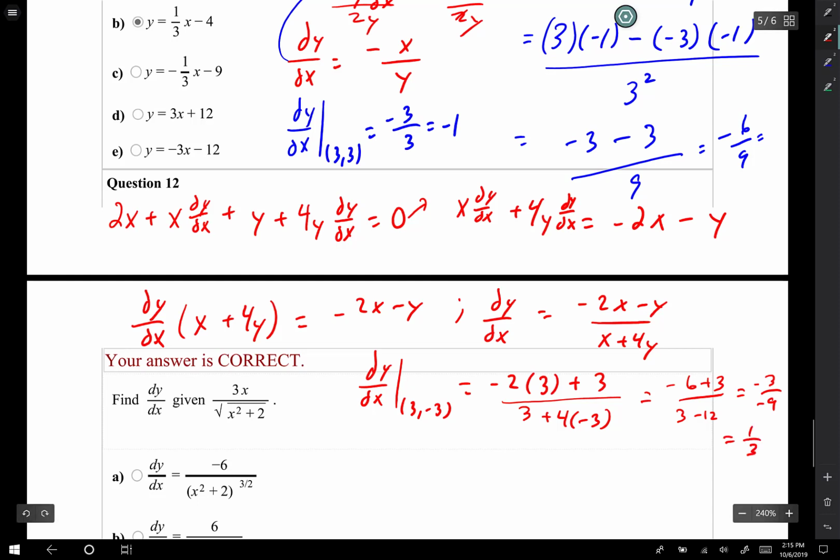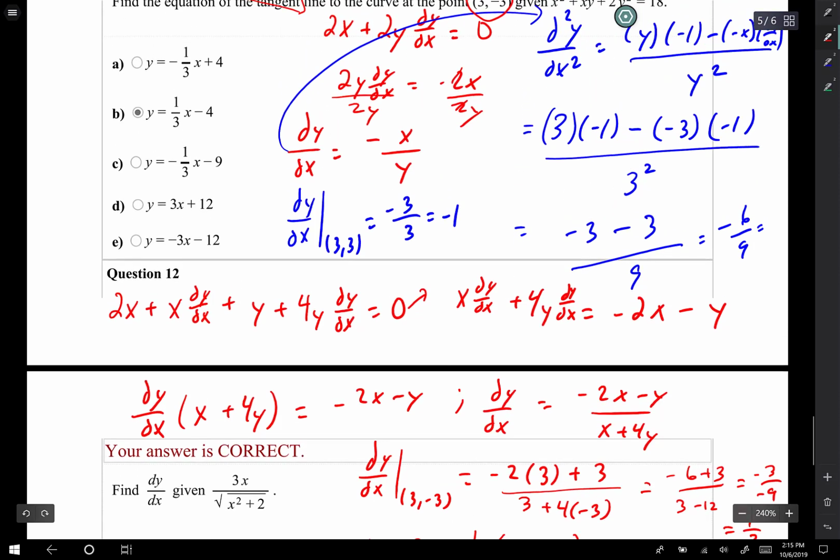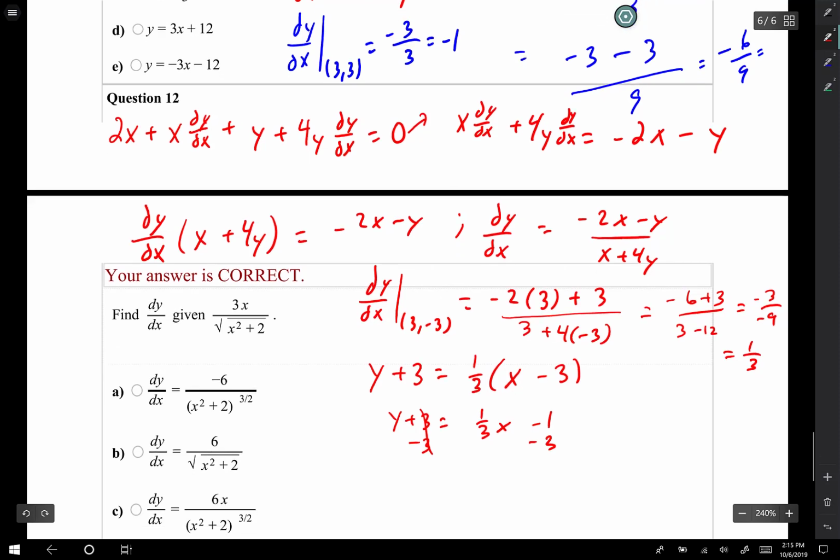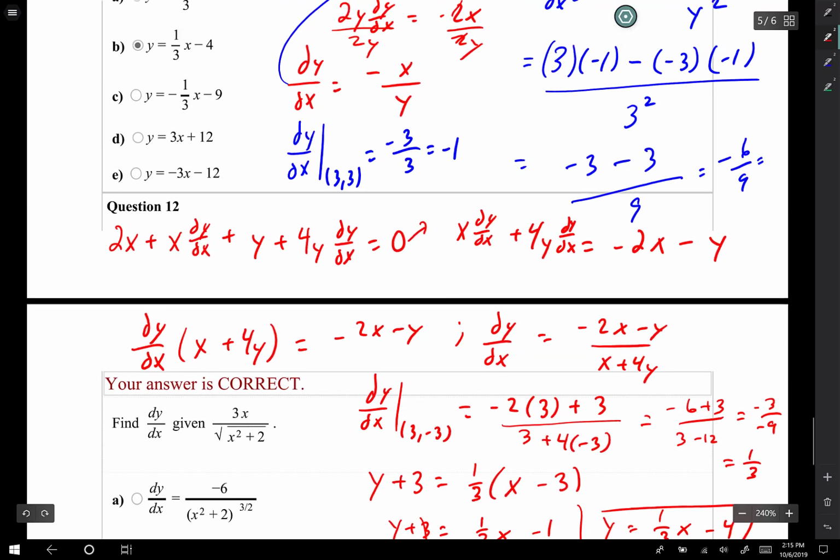So my tangent line is going to be y minus a negative 3, so y plus 3, equals 1/3 times (x minus 3). And they're not going to have it like that, guys. You're going to have to simplify. So y plus 3 equals 1/3 x minus 1, minus 3, minus 3. So my final answer is y equals 1/3 x minus 4. So there you go.